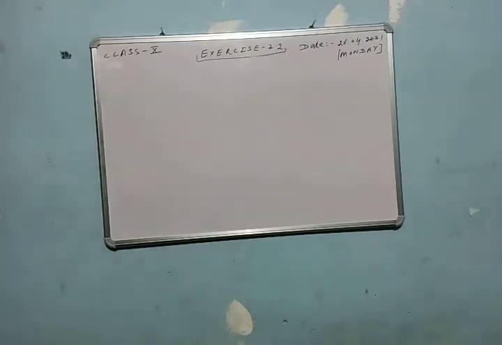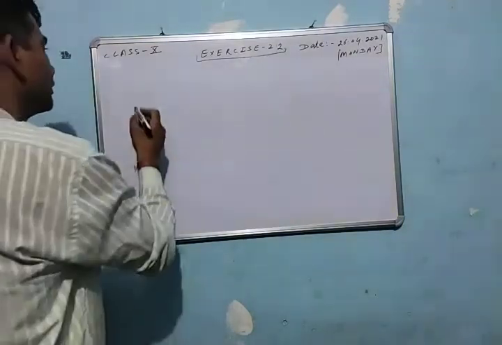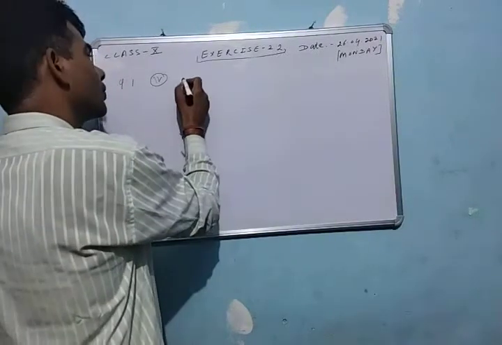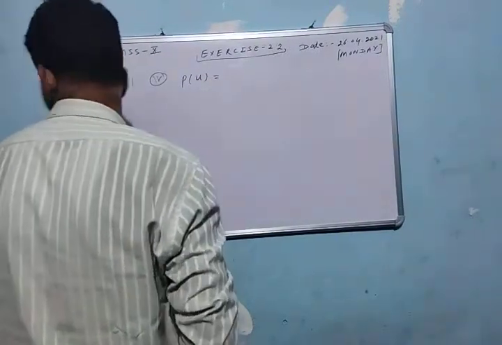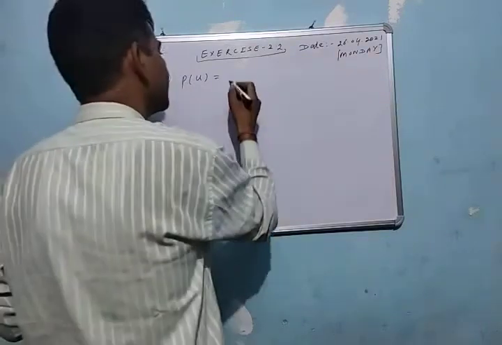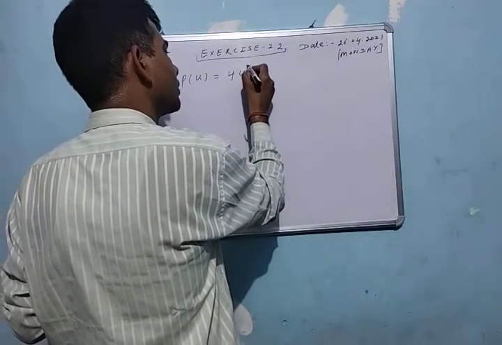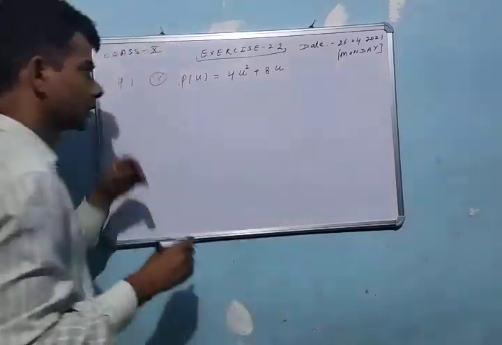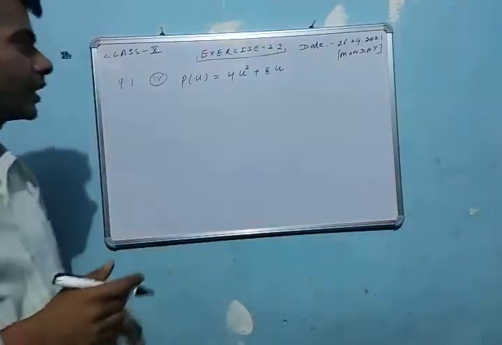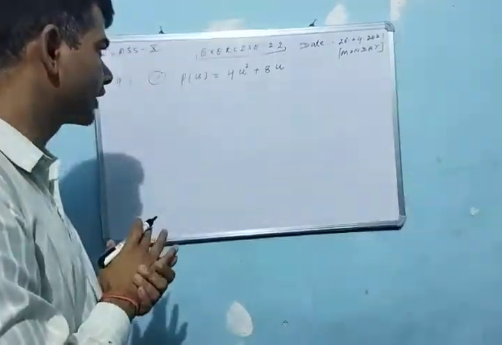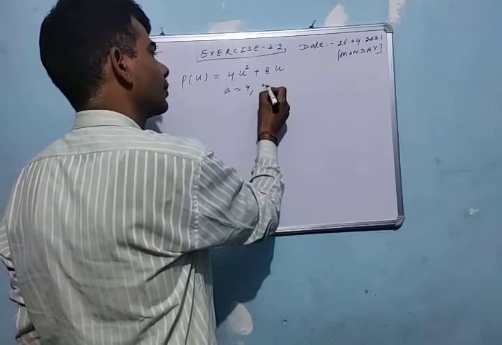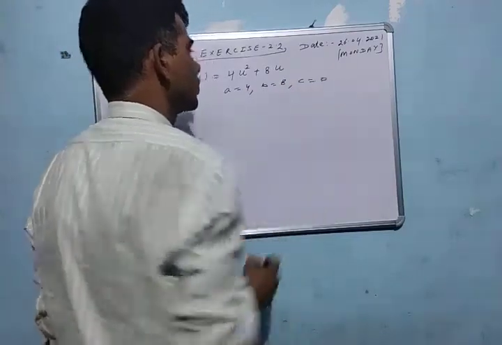Now student, question number 1, that is the fourth part. Now students, P of u, because the variable is u, is 4u square plus 8u. Students, we have to compare it with the general form of a quadratic polynomial, that is A is 4, B is 8, and C is equal to 0.